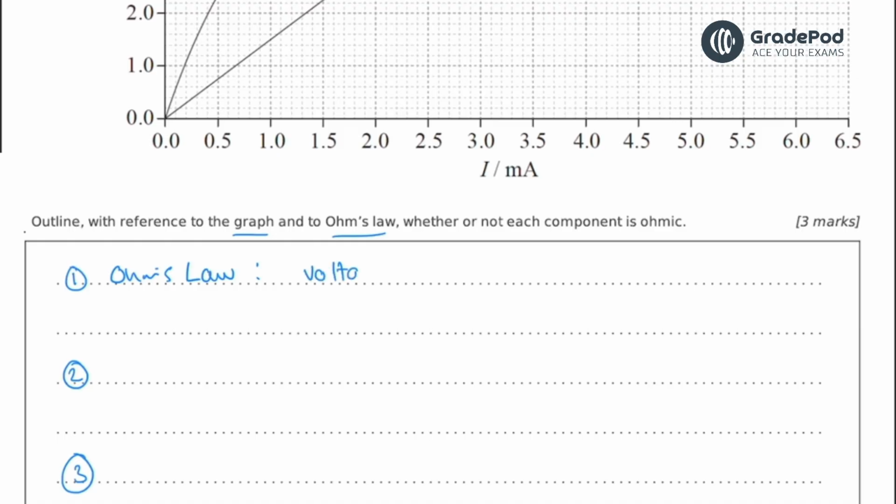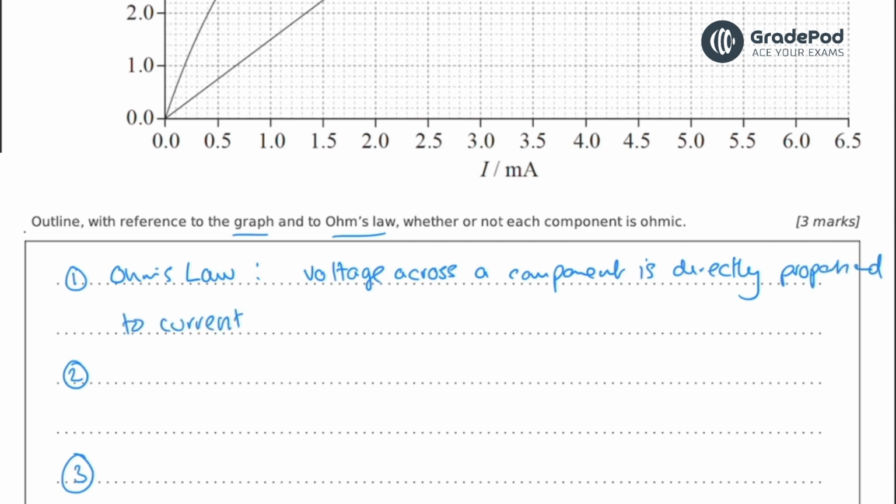voltage across a component is directly proportional to current through the component, and it's really important to write at a constant temperature. My writing is dreadful, sorry. Okay, so that's mark number 1.